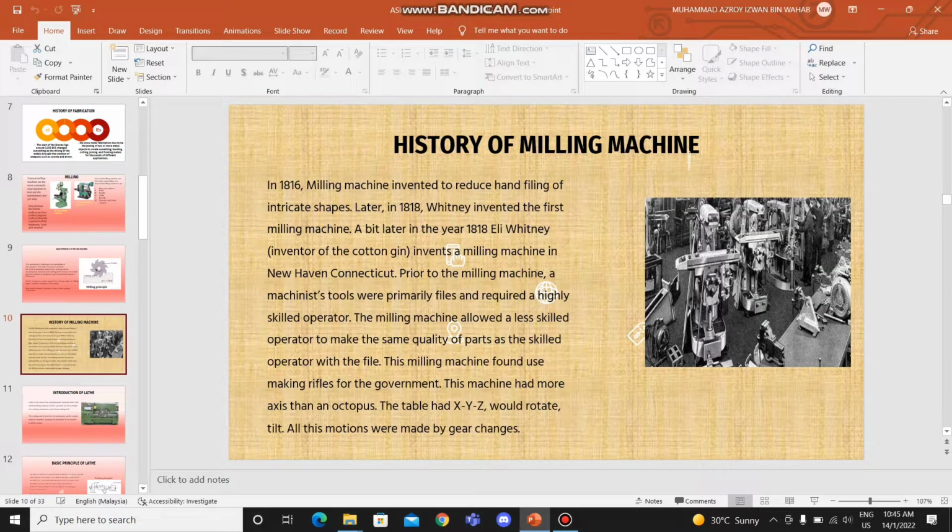History of the milling machine. In 1816, the milling machine was invented to reduce hand filing of intricate shapes. Later, in 1818, Eli Whitney invented a milling machine in New Haven, Connecticut. Prior to the milling machine, a machinist's tools were primarily files and required a higher skilled operator. The milling machine allowed a less skilled operator to make the same quality part as the skilled operator with the file.